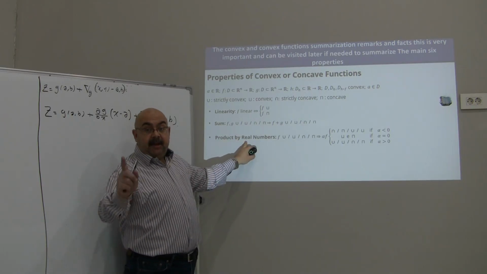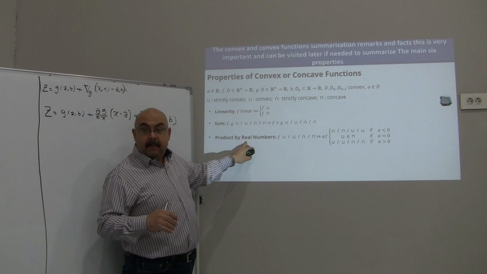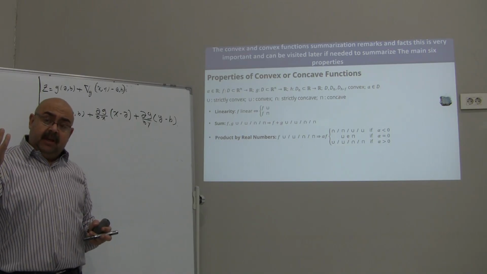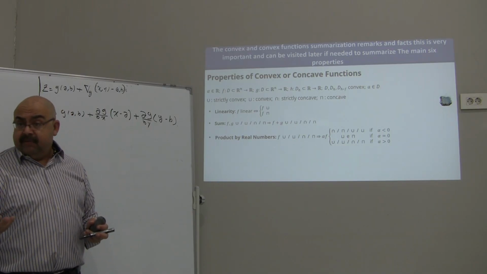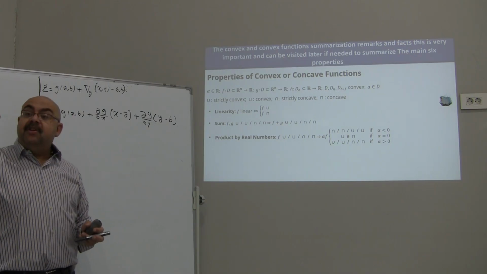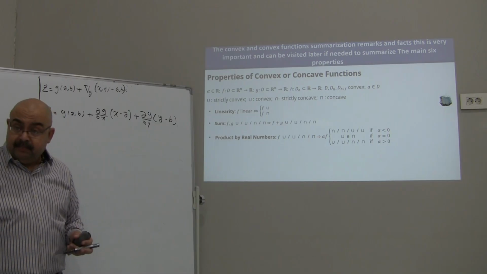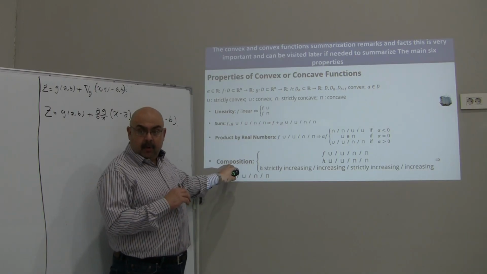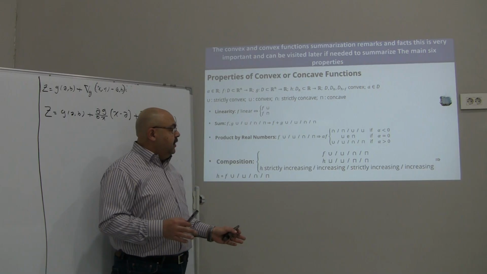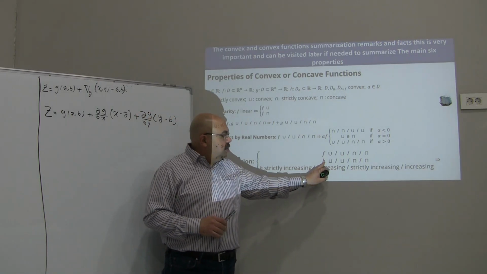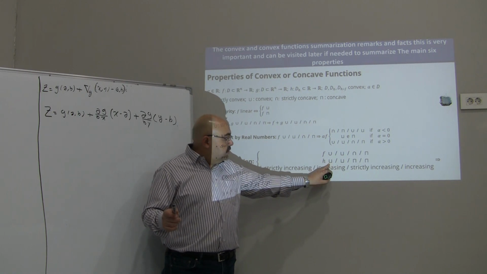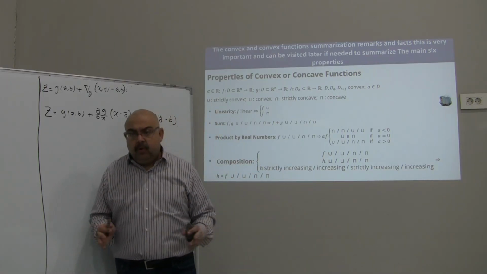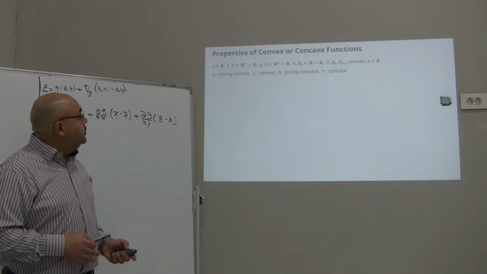In the case of product by a number, you already remember this one. Multiplying by a number, all that happens is either increasing or decreasing the convexity or concavity, or it will reverse it if you are multiplying by a negative number, right? In composition, we just spoke about composition briefly, and it summarizes like this. If you have h, which is the outer function, and it is convex and increasing, and the inner function is strictly convex or convex, then the result overall will be a convex function. And you have the table summarizing all of this.